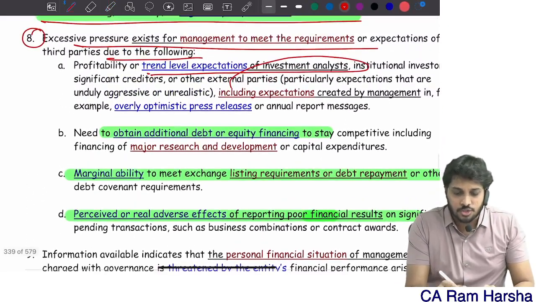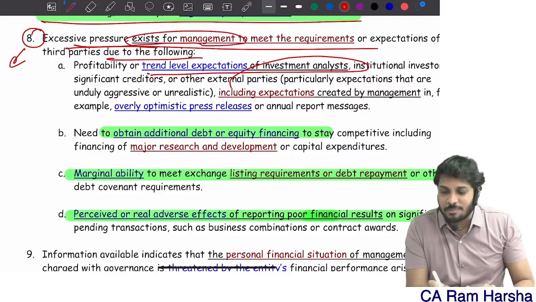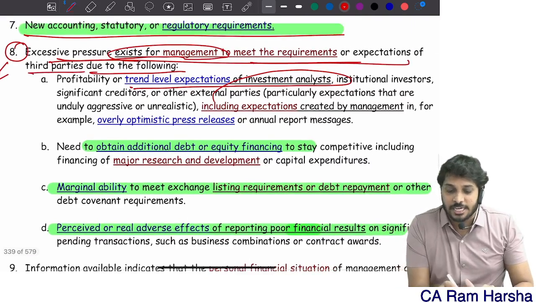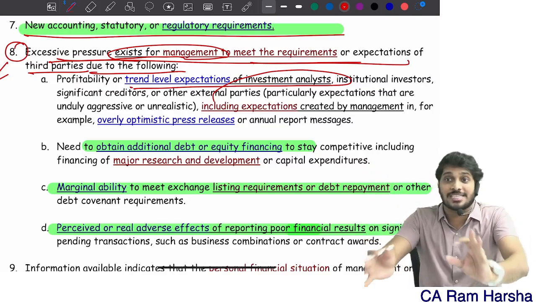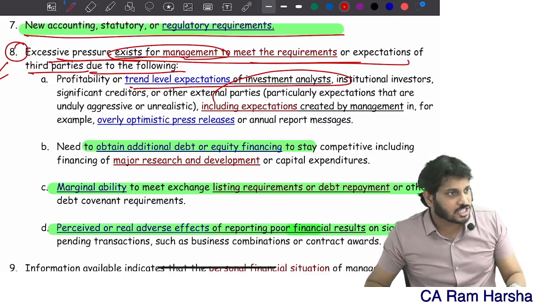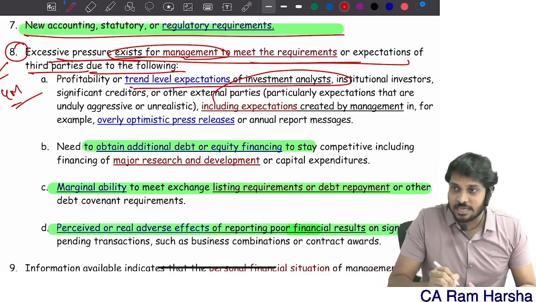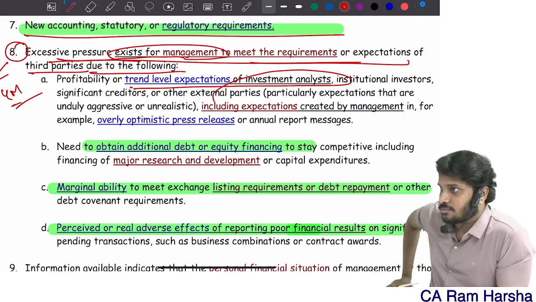They will give you this question: excessive pressure exists for management to meet requirements or expectations of third parties due to various reasons. Give examples of those reasons that result in fraudulent financial reporting. It is a 4 marks question, they'll give you this. Understood? All of you?